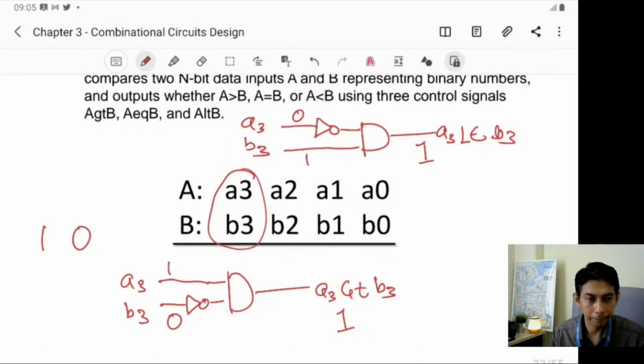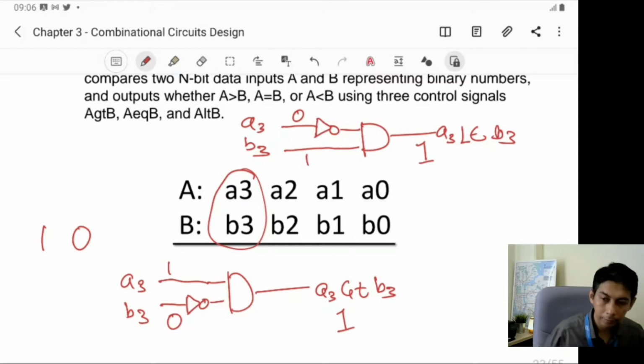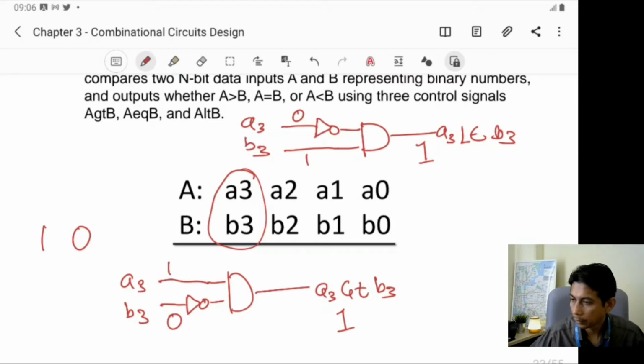Any question? If you need me to repeat, then I will repeat. Any question? Okay. If you are clear on that, we can proceed.